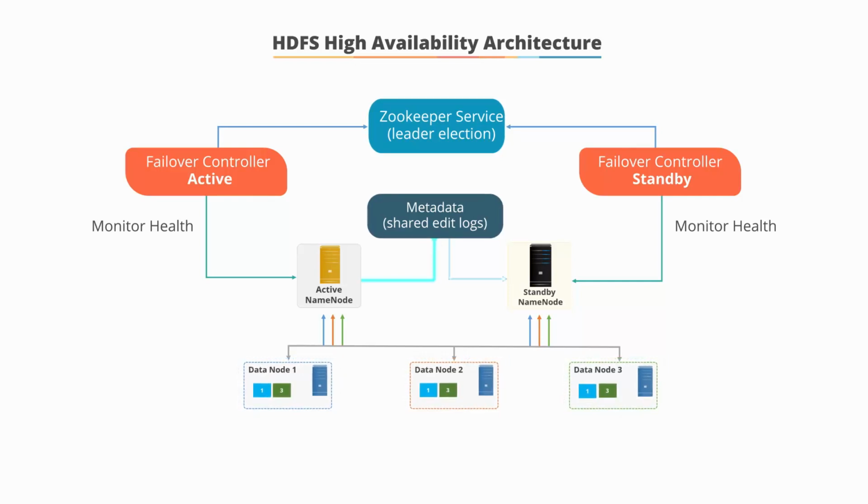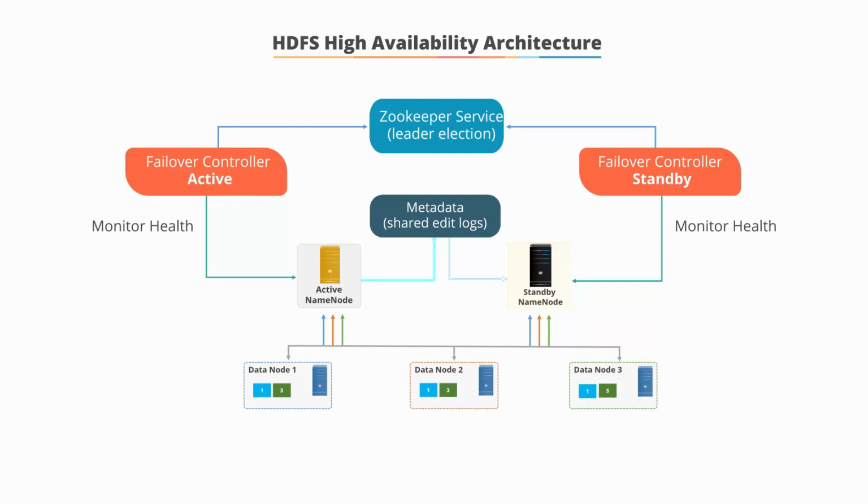The standby name node and the active name node keep in sync with each other through shared edit logs or metadata. The active name node updates the edit logs, which is the metadata information about the storage. This is done with namespace modifications like block locations, the status of the name node, and so on.